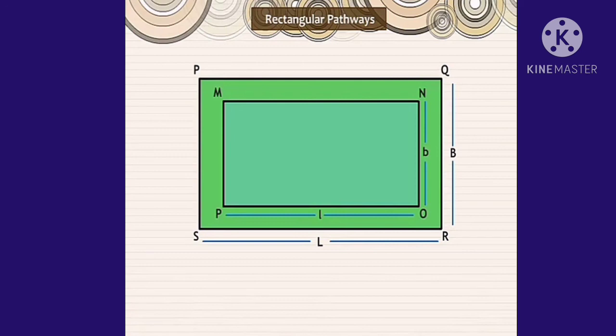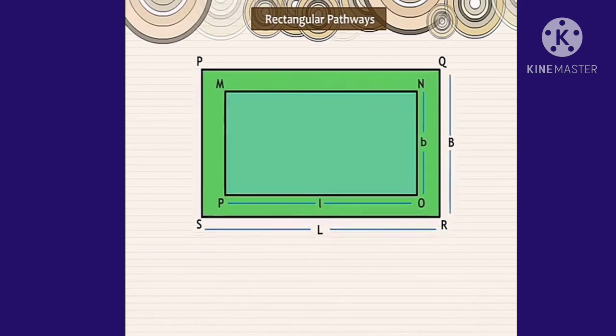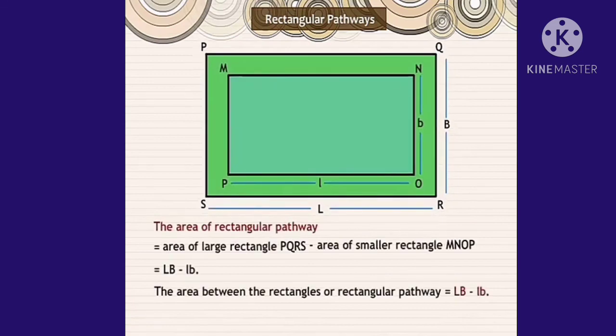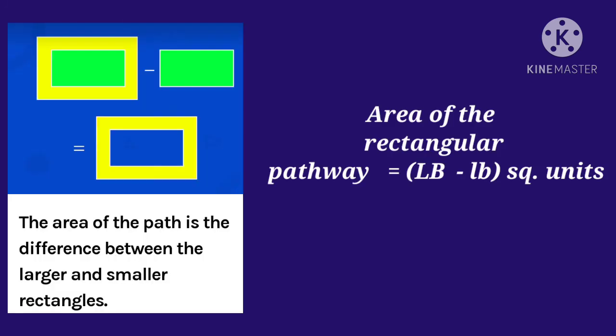The area between the rectangles is equal to the difference between the area of the larger and smaller rectangles. The area of the rectangular pathway is equal to the area of the larger rectangle PQRS minus the area of the smaller rectangle MNOP, that is capital LB minus small lb square units.